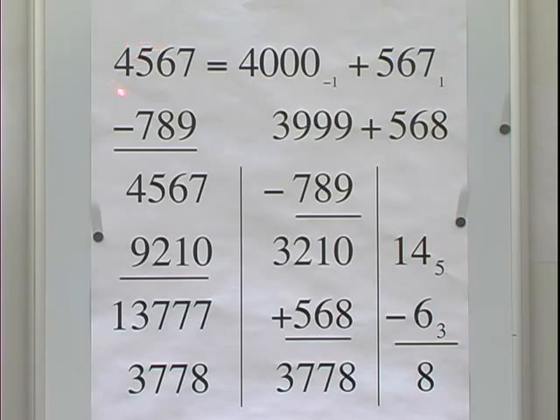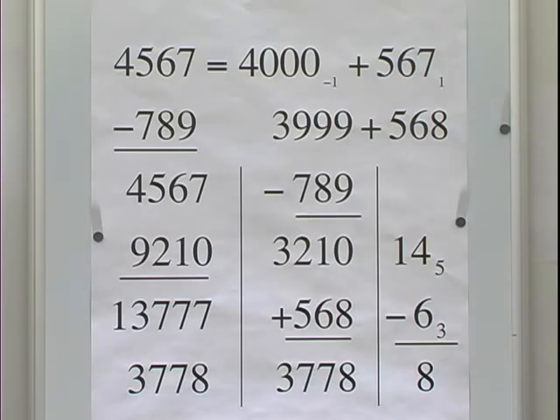I am going to take the minuend and decompose it into two numbers, 4,000 and 567. So we express it as two numbers. Then what I'm going to do is subtract 1 from 4,000 and add 1 to 567. When I do that, I get 3,999 and 568. When these two are added together, you will get 4,567.